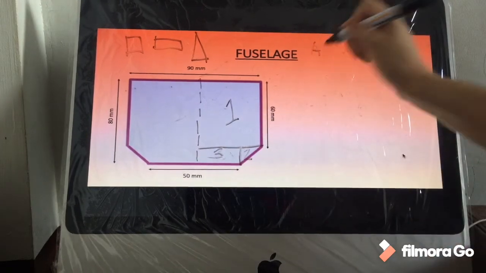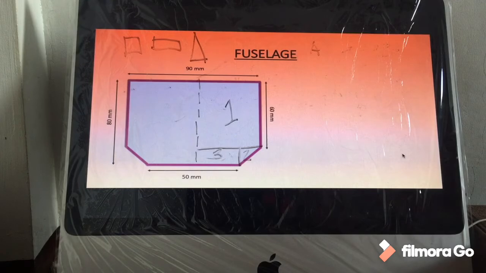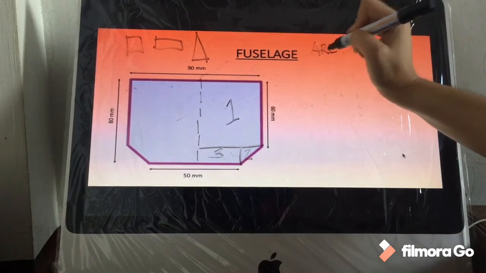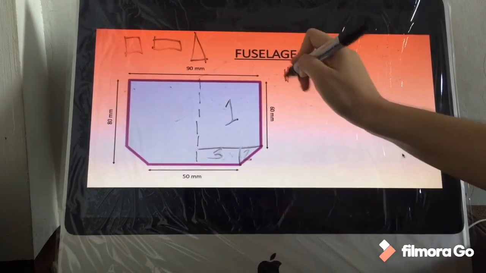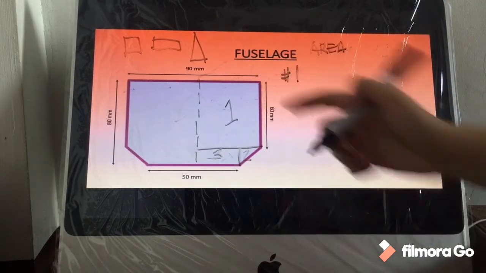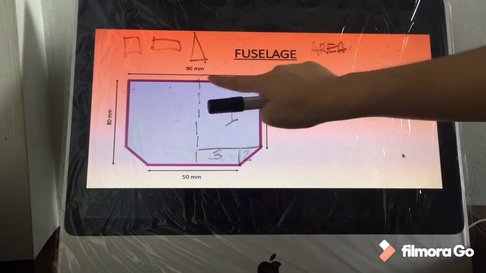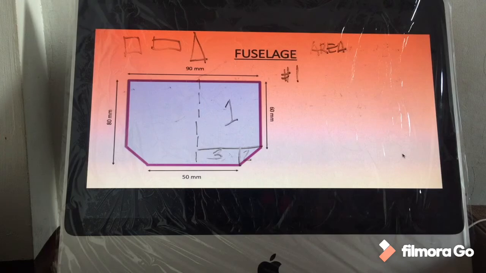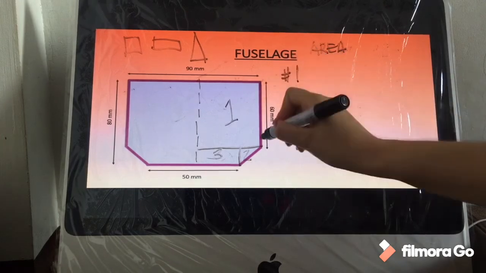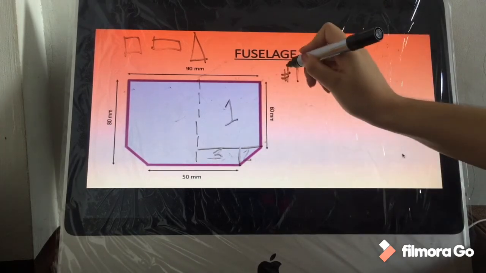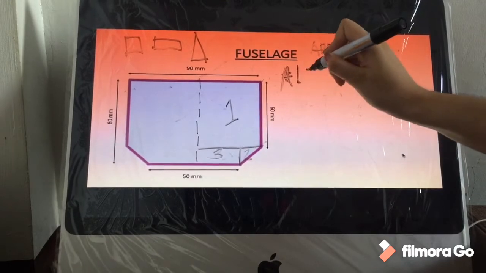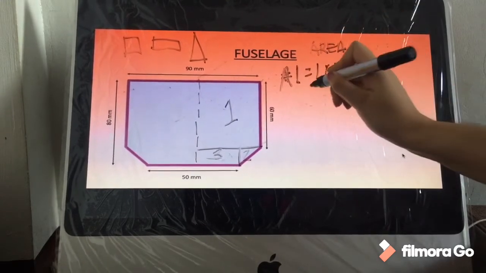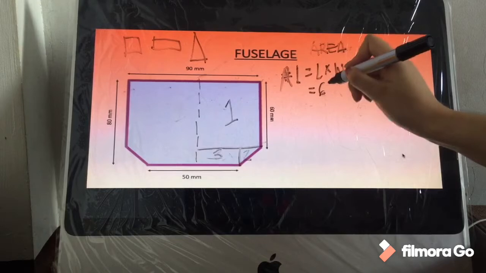So, for area number 1, it's a rectangle. So, paano natin malalaman yung measurement na to? This is already 60. So, meron tayong 60. Area 1 is equal to length times width. So, meron tayong length na 60. How about the width?